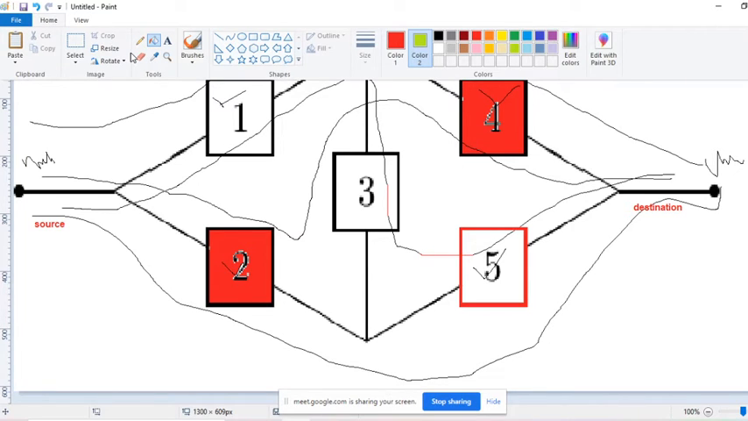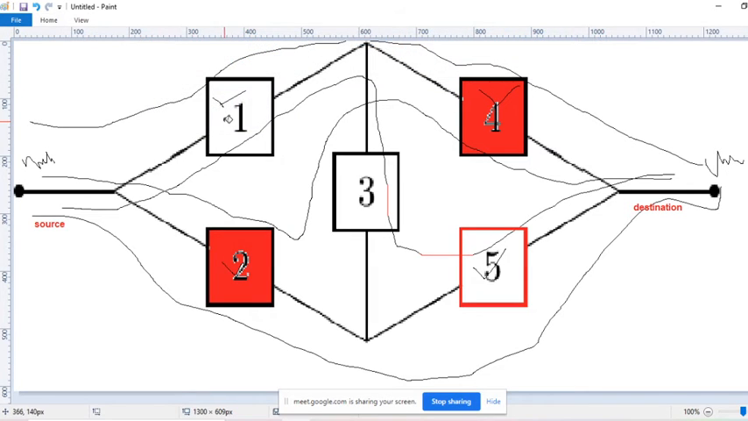Anyway, suppose that one of the components, any one of the components in 1, 3 and 5.